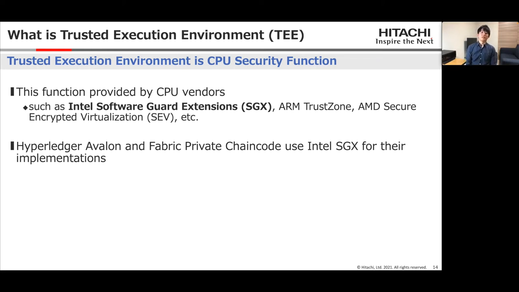I will give a brief introduction to what a Trusted Execution Environment is. Trusted Execution Environment is a CPU security function. This technology is provided by CPU vendors such as Intel, ARM, and AMD. Hyperledger Avalon and Hyperledger Fabric Private Chaincode use Intel Software Guard Extensions for their implementations.